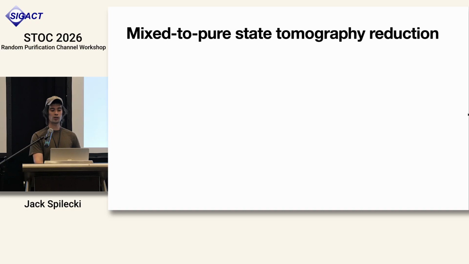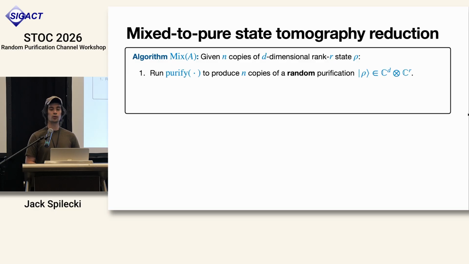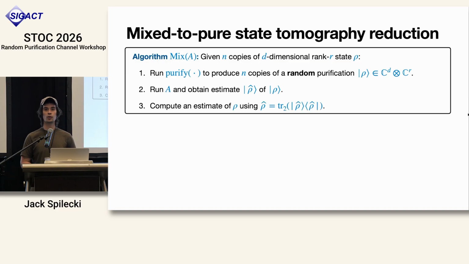So here is the reduction. You give me a pure state algorithm A, and I'll give you back mix of A, which is a mixed state algorithm. It takes in n copies of a mixed state rho. You use the random purification channel to produce a random purification. You use your pure state algorithm to learn that purification in the larger Hilbert space. And then you finally just trace out the auxiliary registers to get your estimate of the mixed state.